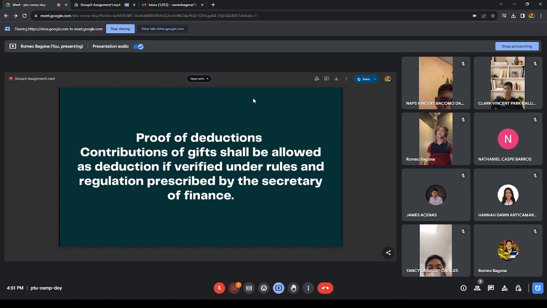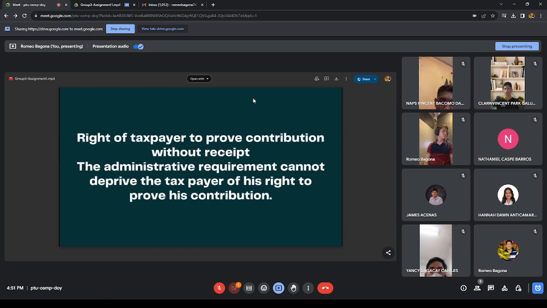Proof of deduction. Contributions of gifts shall be allowed as deduction if verified under rules and regulations prescribed by the Secretary of Finance. Right of taxpayer to prove contribution without receipt. The administrative requirement cannot deprive the taxpayer of his right to prove his contribution. The administrative requirement of the donor to submit the records or pieces of evidence in lieu of official receipts, or OR, to substantiate the claim for deduction on donation.